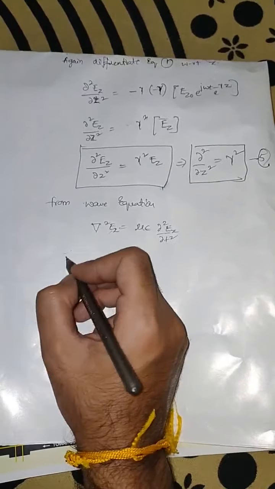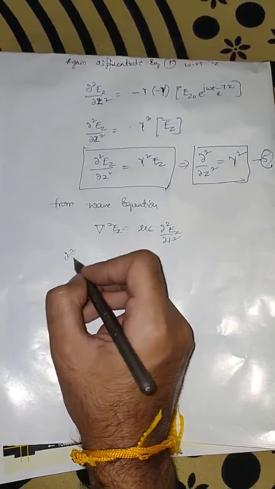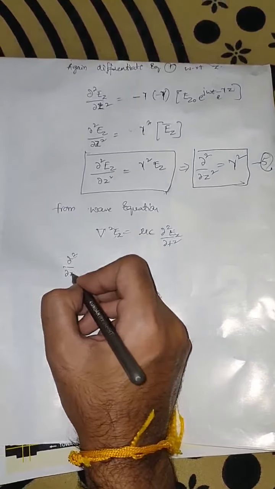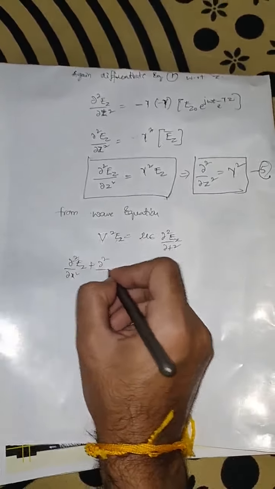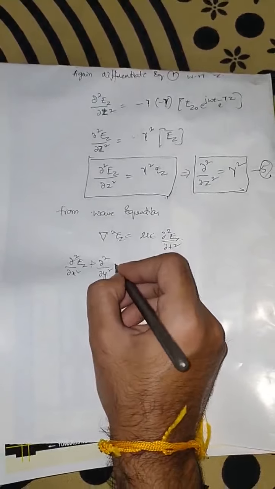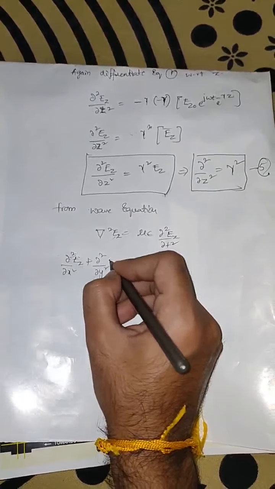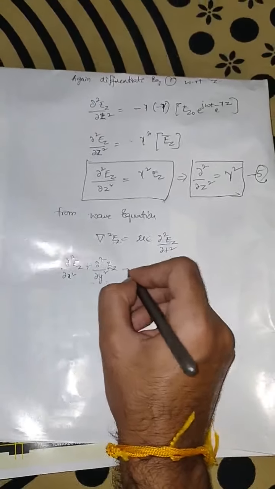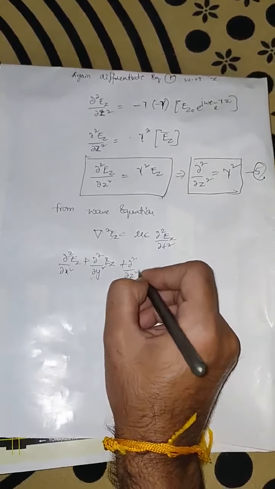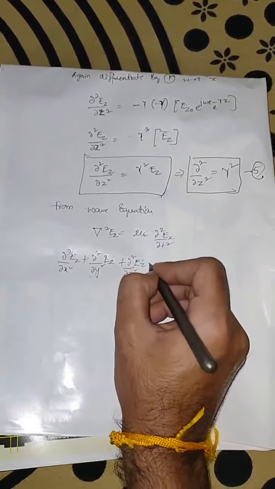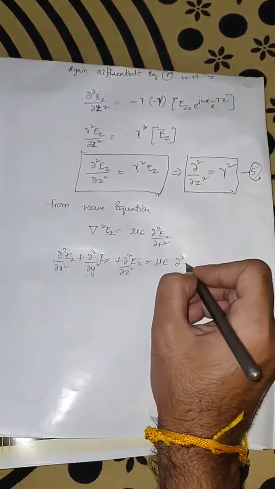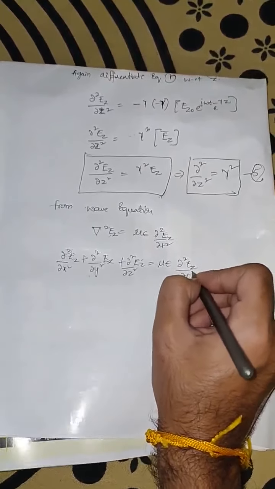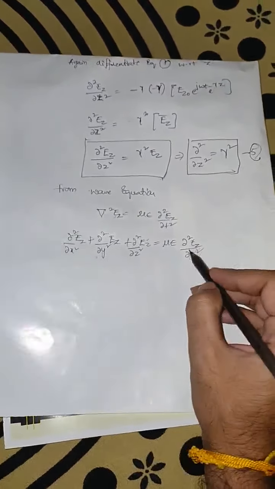So this del square can be written as ∂²/∂x² Ez plus ∂²/∂y² Ez in terms of the Cartesian coordinate system. So this can be written as Ez plus ∂²/∂z² Ez is equal to μ ε ∂²E/∂t².